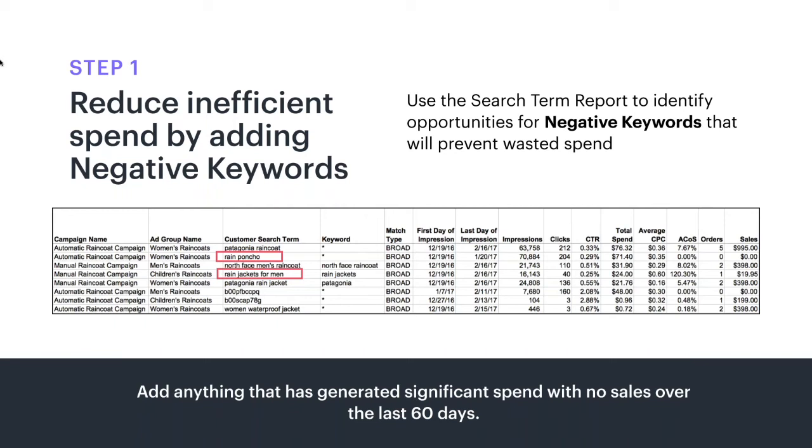Would you add it as a negative exact or a negative phrase? For this case, I would add it as a negative exact, because I want to take that exact statement out. But if I wanted to add a negative for another brand, say Patagonia in this example, I could use it as a negative phrase, so that I wouldn't have to add every single Patagonia raincoat, Patagonia men's raincoat, every variation. I could eliminate them all by using the negative phrase term.